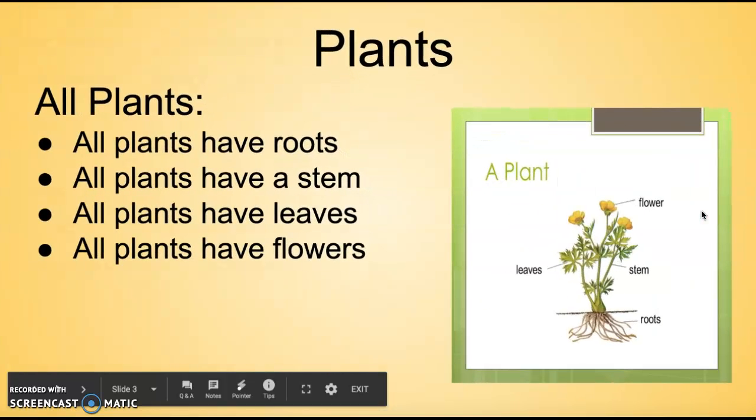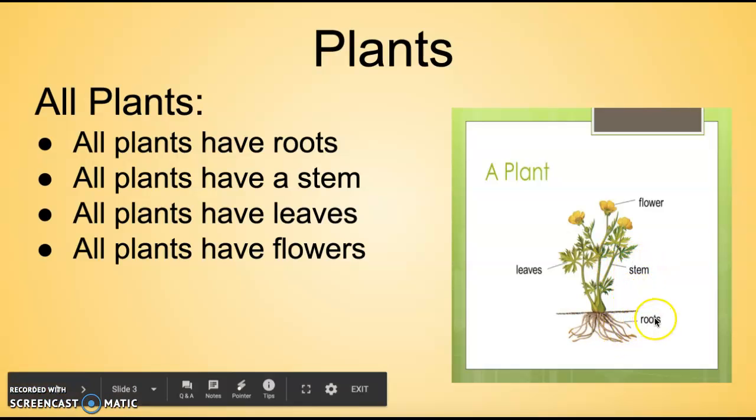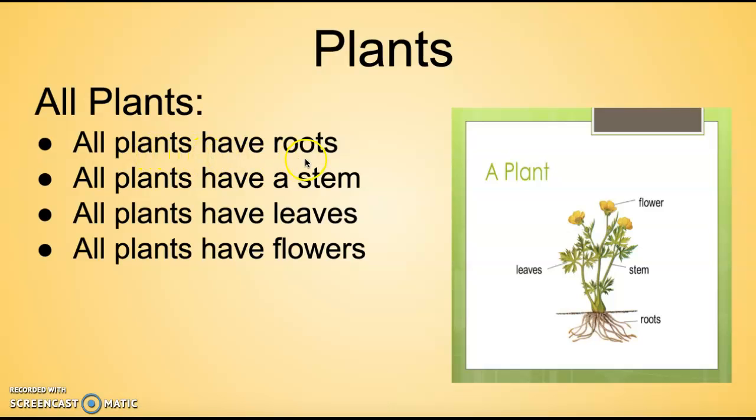Okay, so let's go ahead and go over the parts of a plant. Here we have a picture of a plant, and we see that a plant has flowers, a stem, roots, and leaves. All plants have roots. All plants have a stem. All plants have leaves. All plants have flowers.